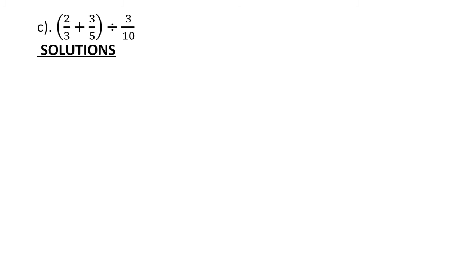Part C. Work out, we have open your bracket 2/3 plus 3/5, close your bracket, divided by 3/10. So we have three operations there. We have brackets, we have addition, and we have division. So we'll solve what is in the brackets first.